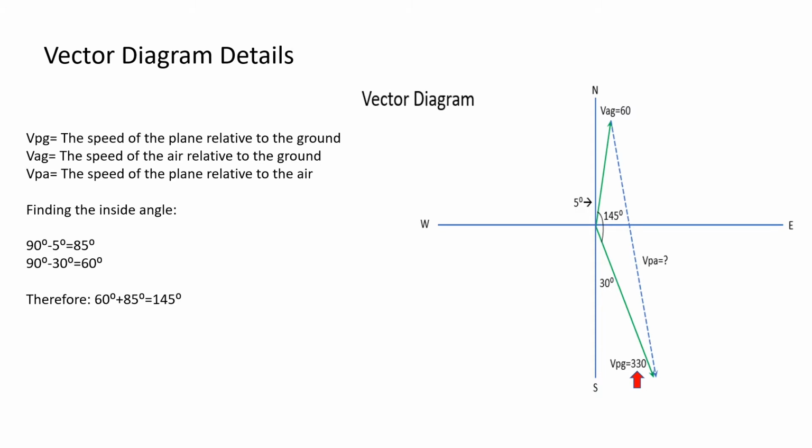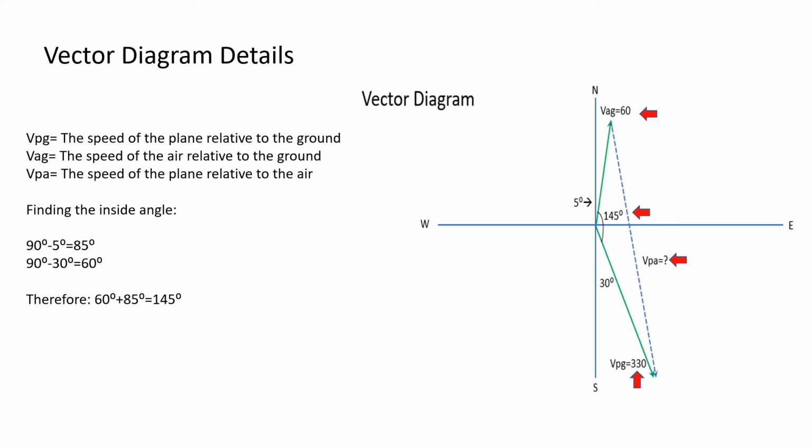We can draw a dotted line to show the plane's velocity in the air. We will call it VPA. Knowing that the inside angle of VHE is 90 degrees minus 5 degrees, which equals 85, and the inside angle of VPG is 90 degrees minus 30 degrees, which equals 60 degrees, we can add them up to find the angle where the two vectors intersect, which would be 60 degrees plus 85 degrees, which equals 145 degrees.